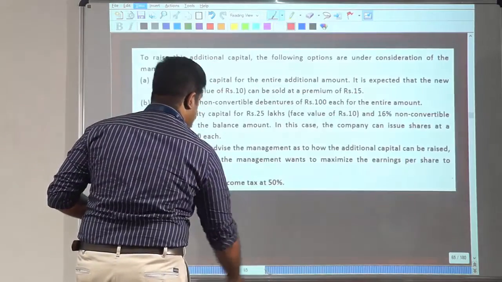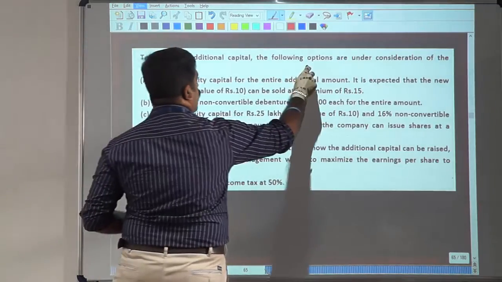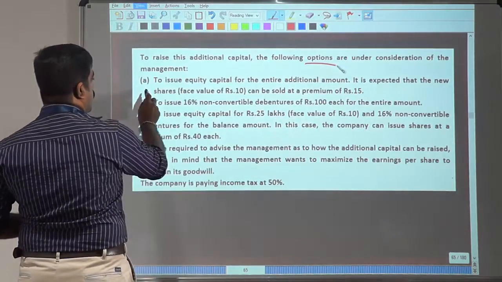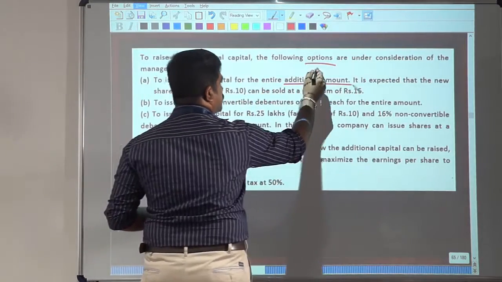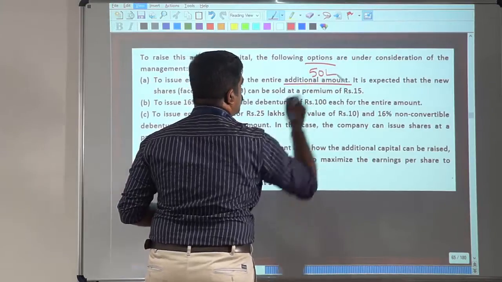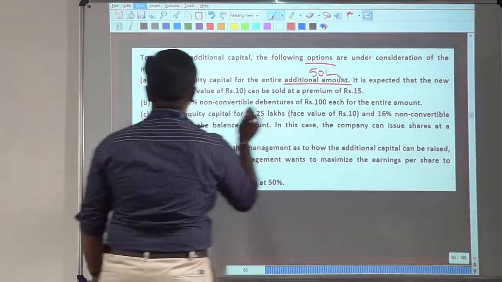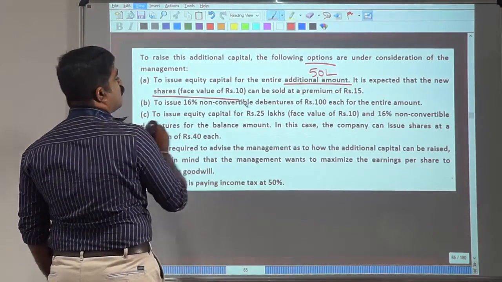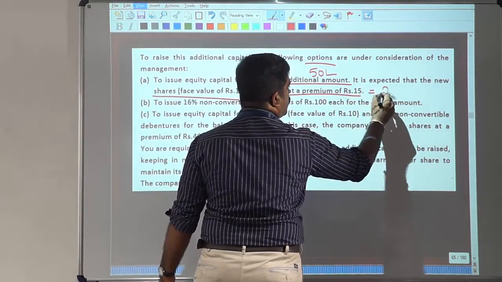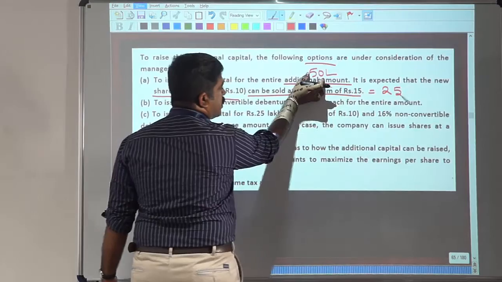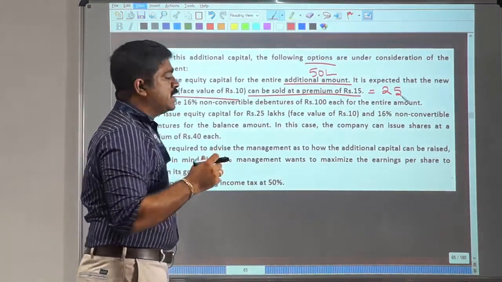Question continues. To raise this additional capital, following options are under consideration. Number one, to issue the equity share capital for the entire additional amount. What was the additional amount? 50 lakhs. So they are going to issue equity capital for entire additional amount. It is expected that new shares of face value rupees 10 can be sold at a premium of 15. It means you will get 25 per share. And what is the capital required? 50 lakhs. 50 lakhs divided by 25 will tell you how many shares can be issued.